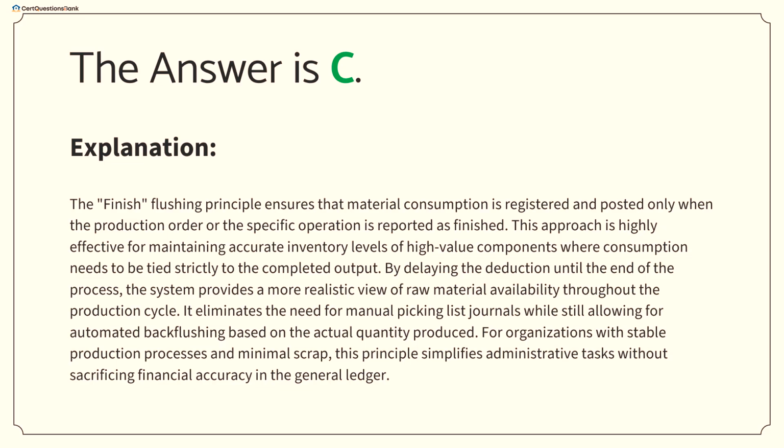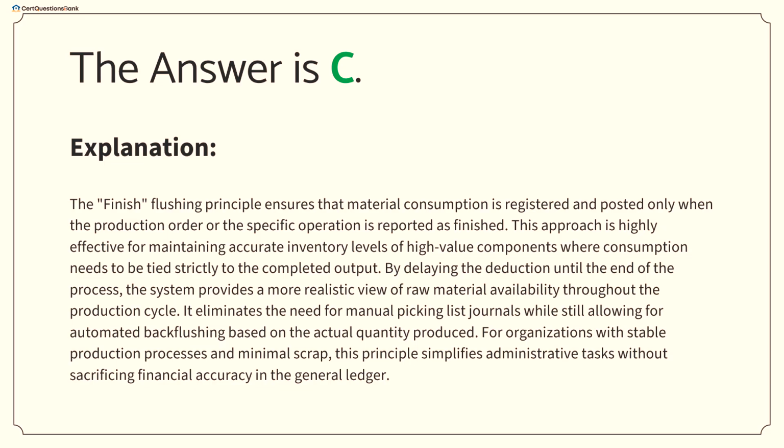It eliminates the need for manual picking list journals while still allowing for automated backflushing based on the actual quantity produced. For organizations with stable production processes and minimal scrap, this principle simplifies administrative tasks without sacrificing financial accuracy in the general ledger.